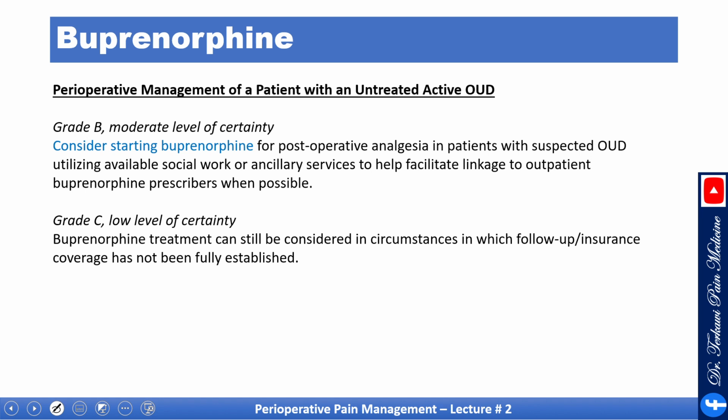Grade B, and this is for untreated opioid use disorder: consider starting buprenorphine for postoperative analgesia in patients with suspected opioid use disorder. Grade C, buprenorphine treatment can still be considered in circumstances in which follow-up insurance coverage has not been fully established.